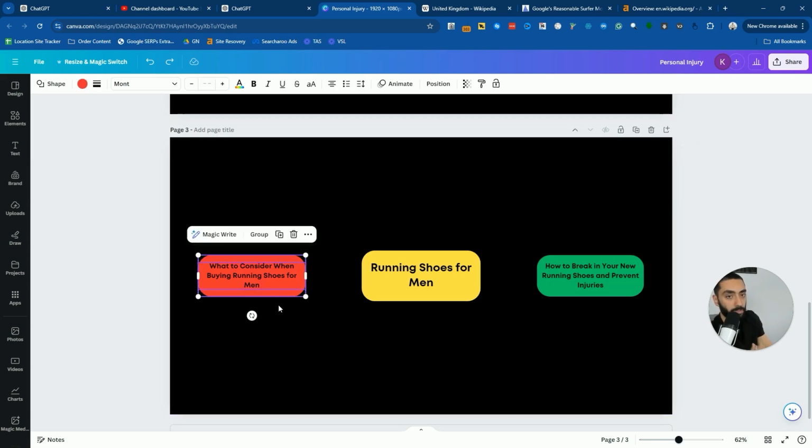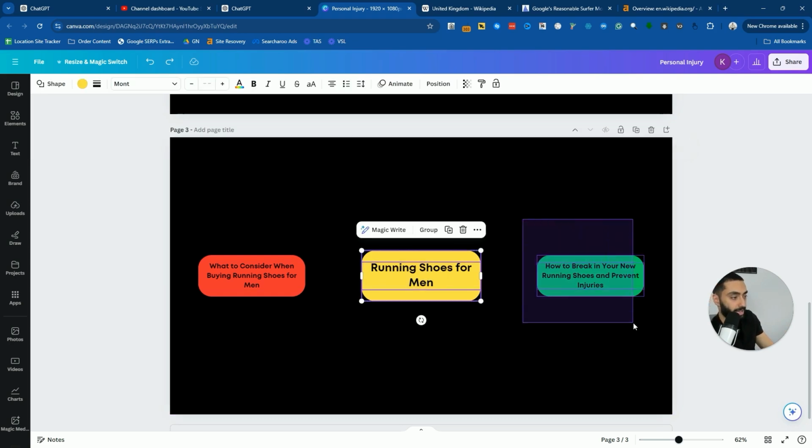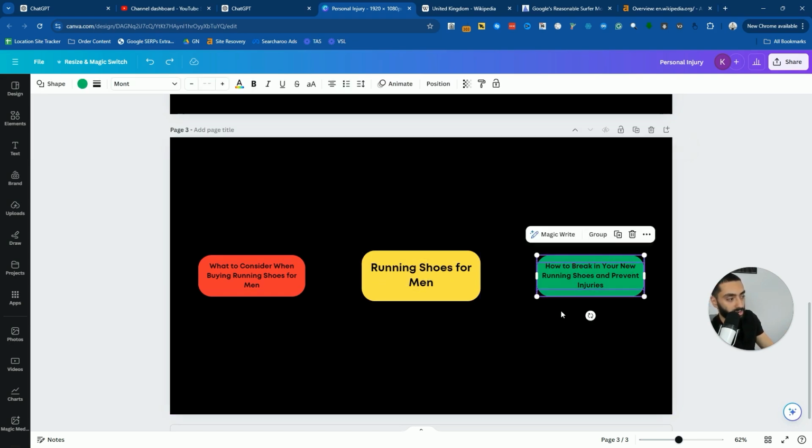And again, you're becoming more of a Wikipedia for the running shoe industry. And then they've purchased the shoe, and after they've purchased the shoe, how to break in your new running shoes and prevent injuries. So again, we are thinking of each individual step of the process.